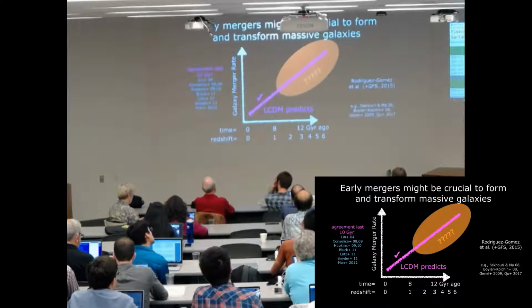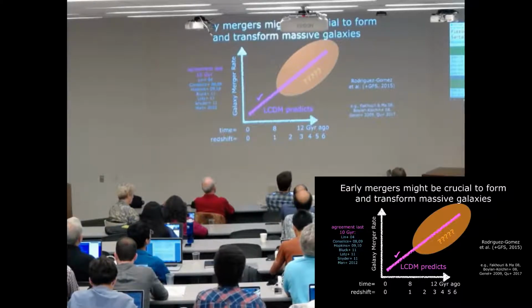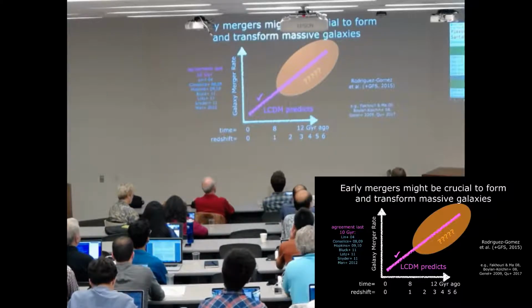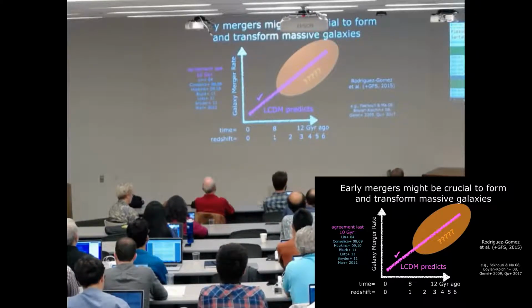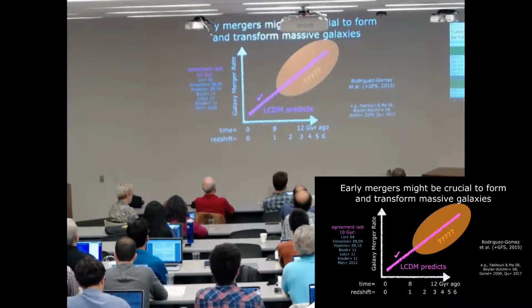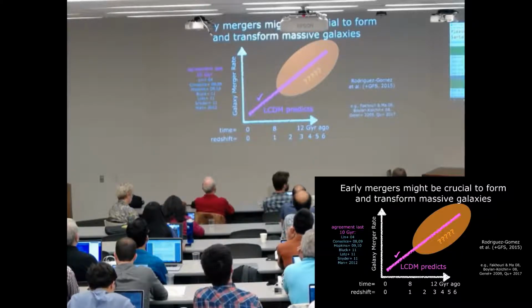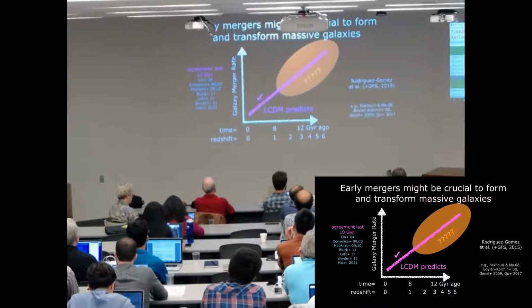And the motivation for this comes down to the fact that early mergers in massive galaxies might be responsible for forming and transforming their major properties. And so this is a sort of a cartoon diagram of the galaxy merger rate as a function of look-back time or redshift. And our cosmological simulations for many years now have predicted a very simple form for the galaxy merger rate, which is the number of mergers per galaxy per unit time, that it is low today and rises pretty steeply into the distant past.